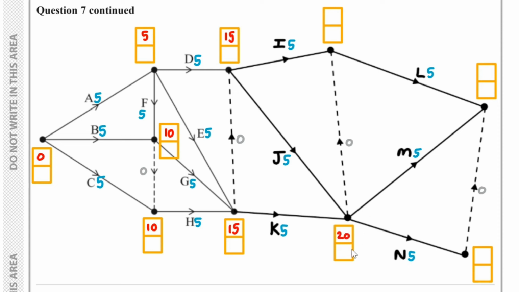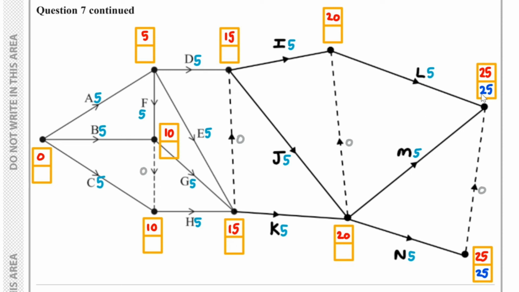And then here I've got 20 plus 0 and 15 plus 5, which is 20. And then here I've got 25 from here, and here I've got 25 here, and therefore 25 here. So that's my forward pass, and for my backward pass, if I have 25 here, that means I've got 25 here, and then here I have 25 take away 5, which is 20.